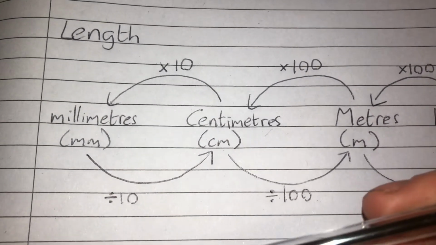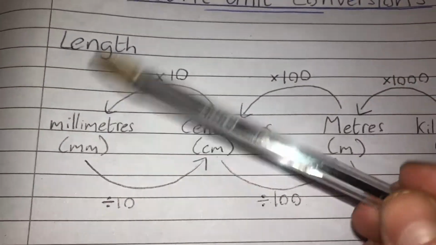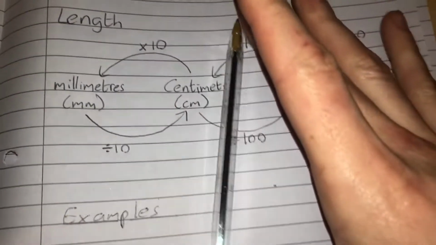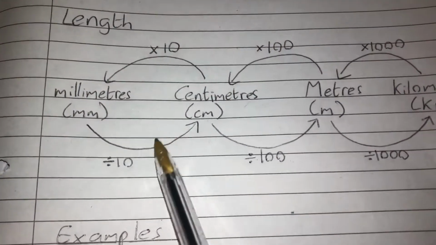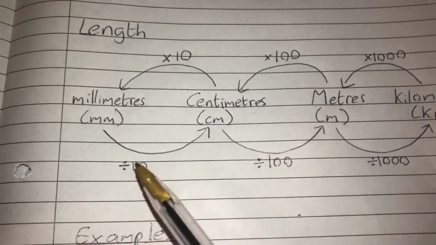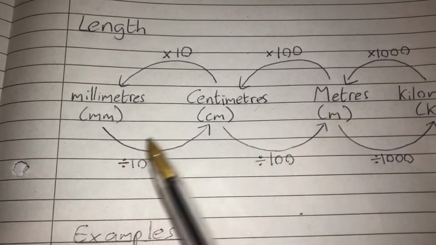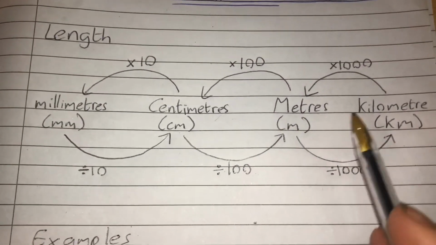If I wanted to measure something, say like the thickness of this pen, I would use millimeters. However, if I wanted to measure the length of it, I would perhaps use centimeters. So it's also important that you know what type of unit to use if you're measuring different distances. For example, I wouldn't use millimeters if I was measuring the distance between here and say another town. I would use something like kilometers.